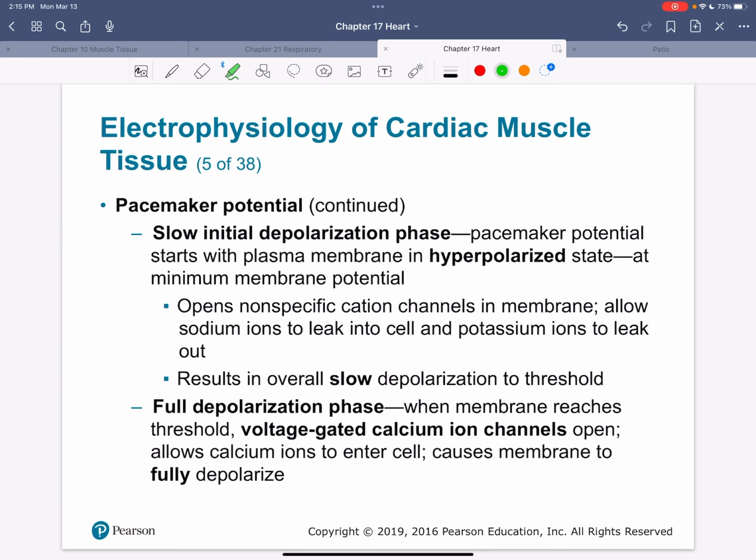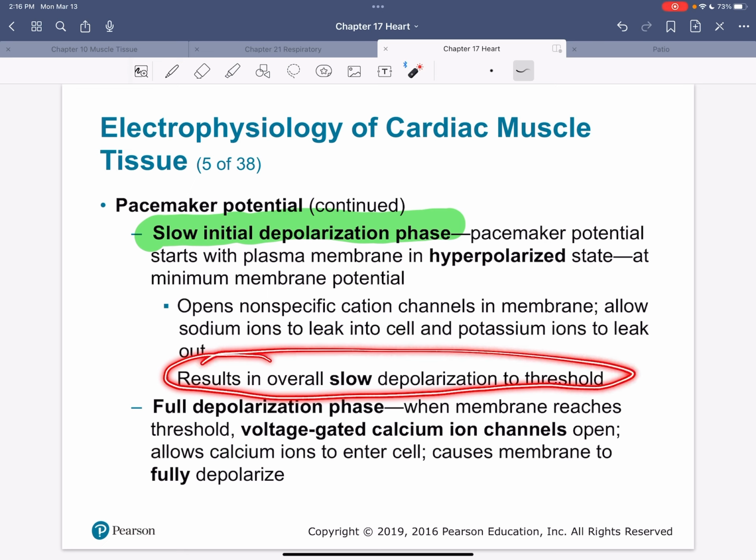When we're looking at the pacemaker potential, what we see is we have a slow initial depolarization phase. So the pacemaker potential, how does it start this? The membrane actually enters a hyperpolarization state. And this hyperpolarization state opens those non-specific cation channels in the membrane. And this allows sodium ions to leak into the cell and potassium ions to leak out. And the result is, it's not that big instantaneous depolarization. It's a slower, more drawn out depolarization.